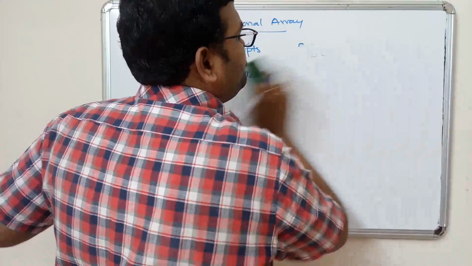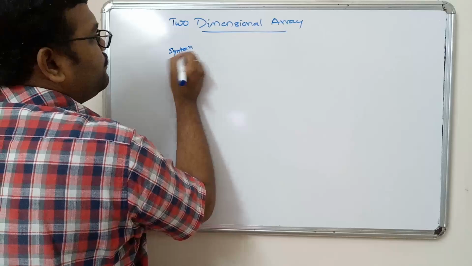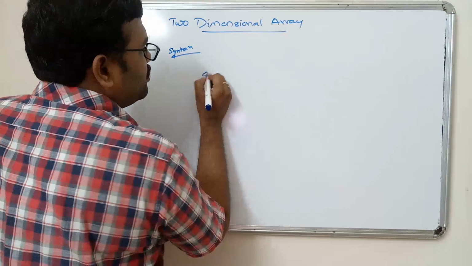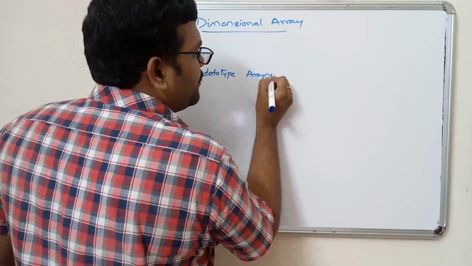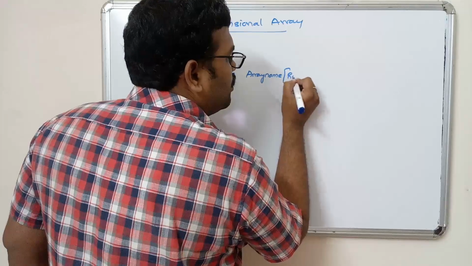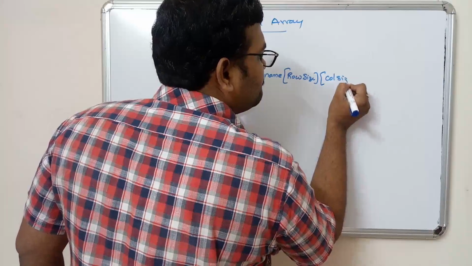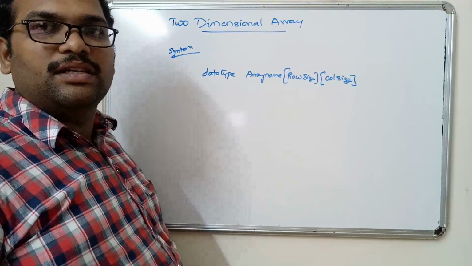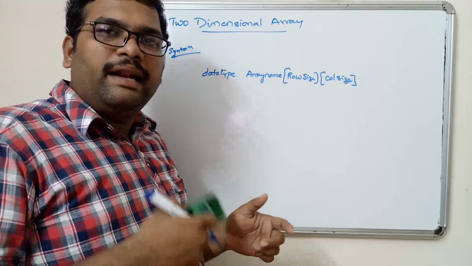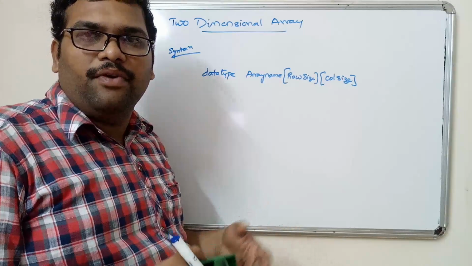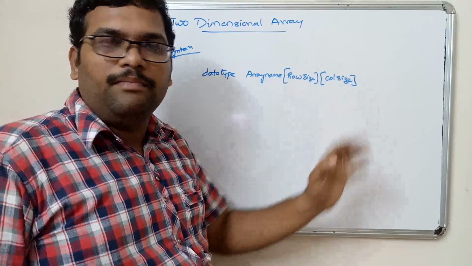So let us see here. Syntax for declaring a two-dimensional array: write down the data type followed by the array name, with row size and column size. So we have to mention the row size and column size. As in the one-dimensional array, we can give a maximum number, and then in the program we can read the required number of rows and required number of columns. But in the declaration we have to give the size of row and column.